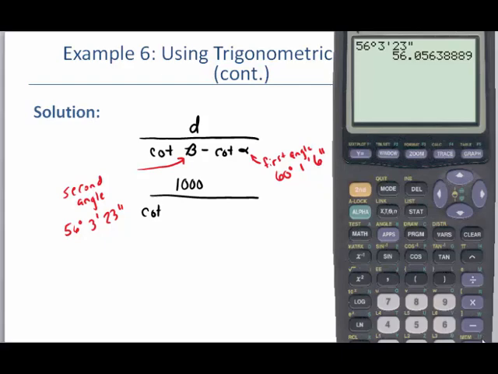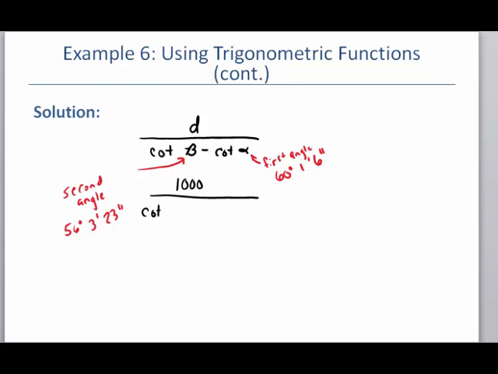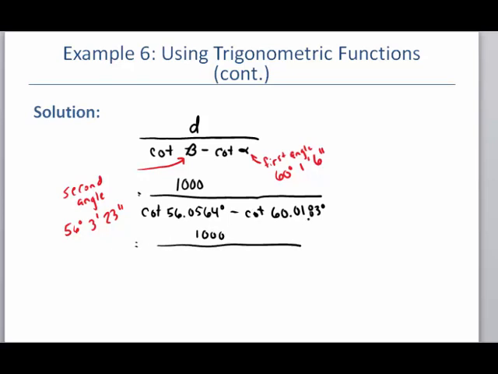Let's go ahead and do the second one. We'll do the second one in the same way. And so the second one will be 60.0183. Okay, so adding those into our formula, we had the beta was 56.0564 and the alpha was 60.0183. And we're going to enter this into our calculator. When you enter it in, let's kind of do a couple of things separately, especially since we're dealing with the cotangents.